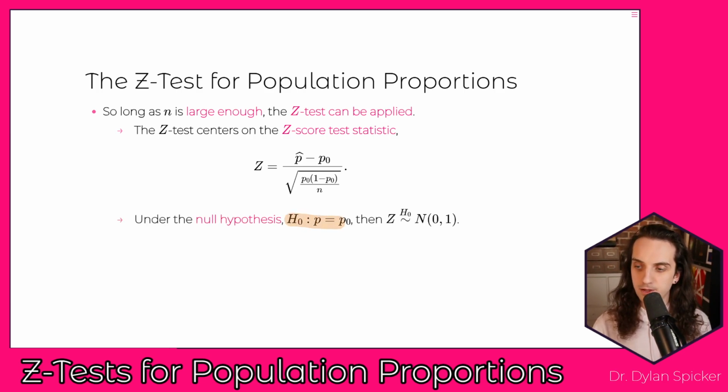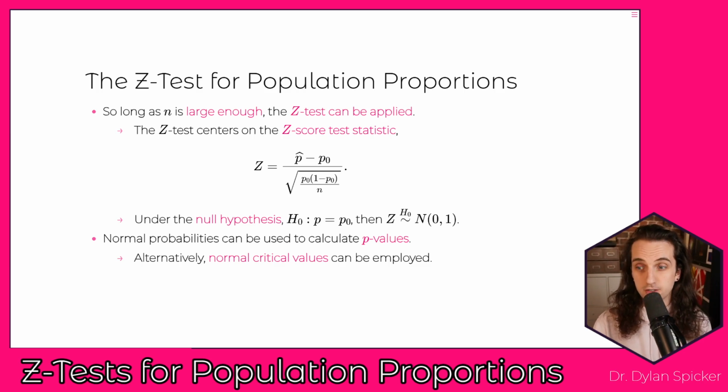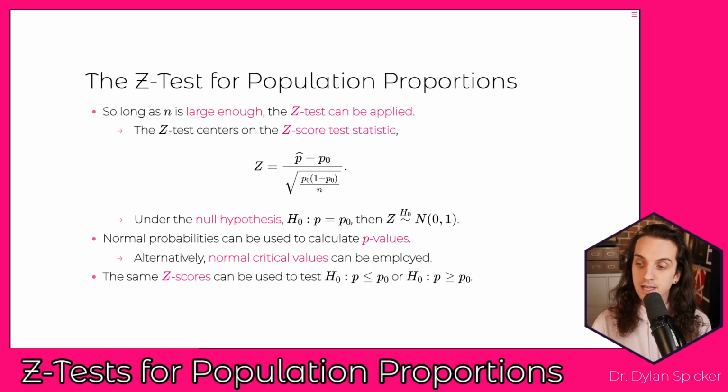If we have the null hypothesis that p equals p naught, then z here is going to follow a normal 0, 1 null distribution. So from that point, we can use normal probabilities in order to calculate our p-values, or we can use normal critical values in order to draw conclusions for our hypothesis test. The same z-scores are going to apply if we want to test the one-tail test as well. So p is less than or equal to p naught, or p is greater than or equal to p naught. All of them will use the same z-values.